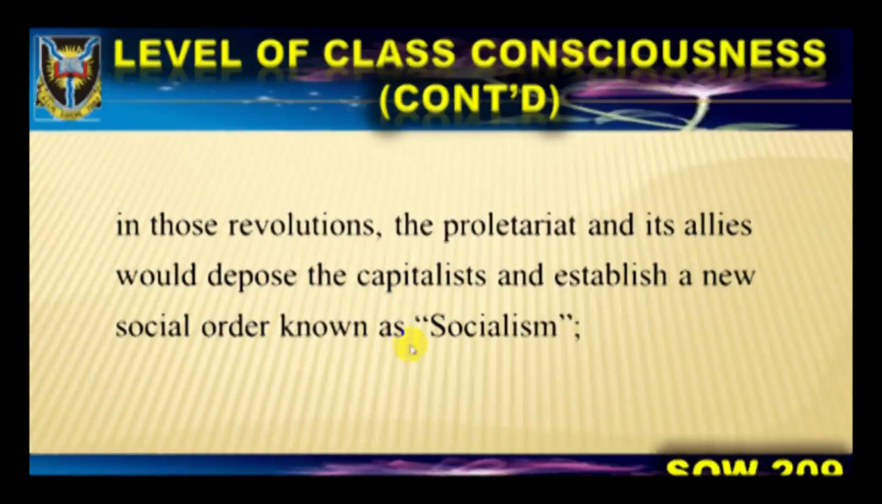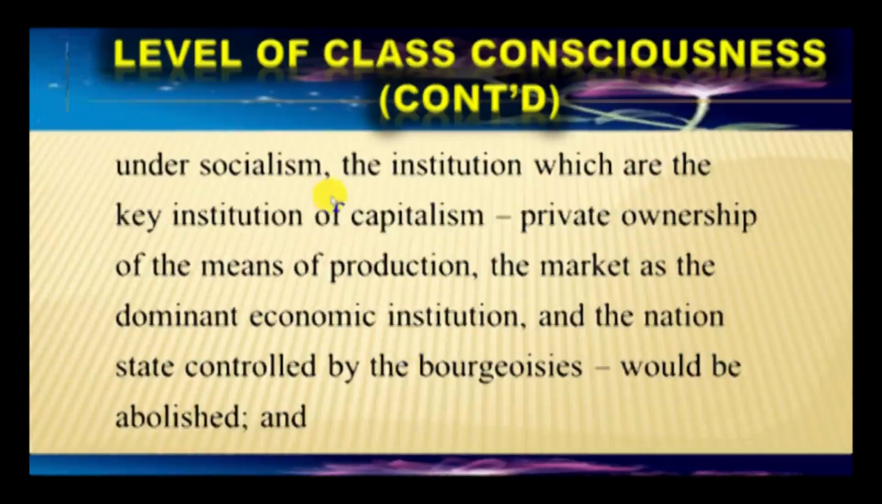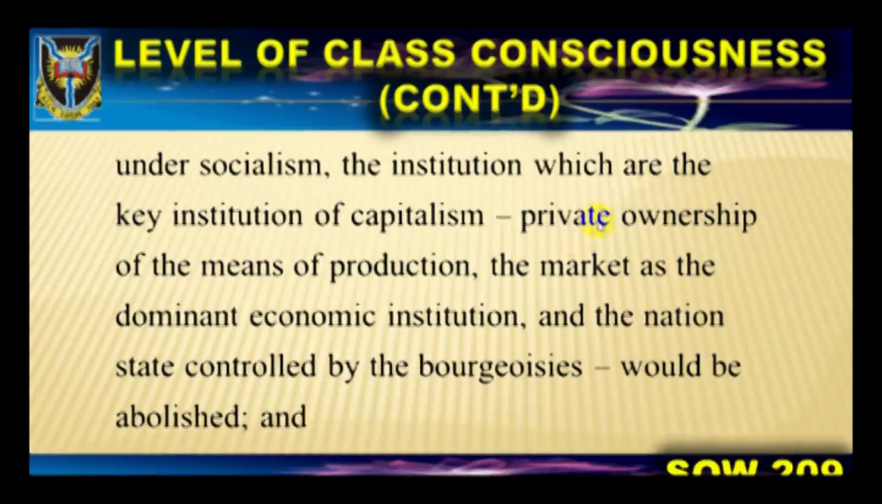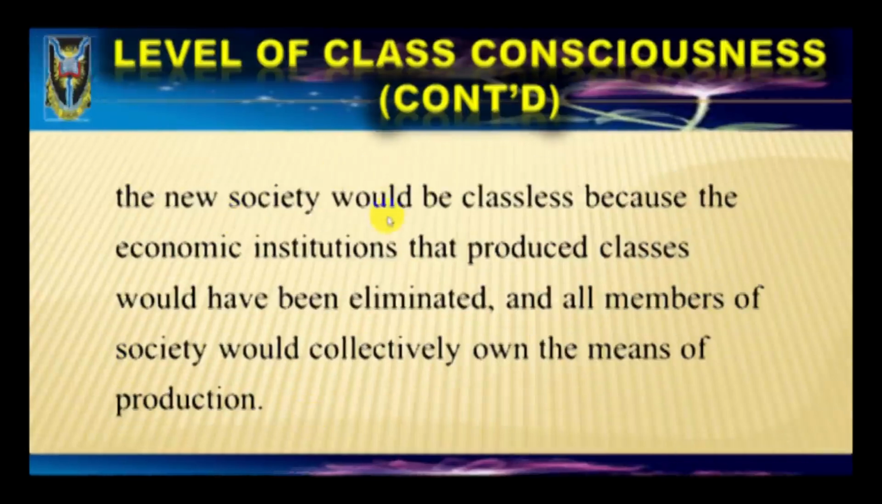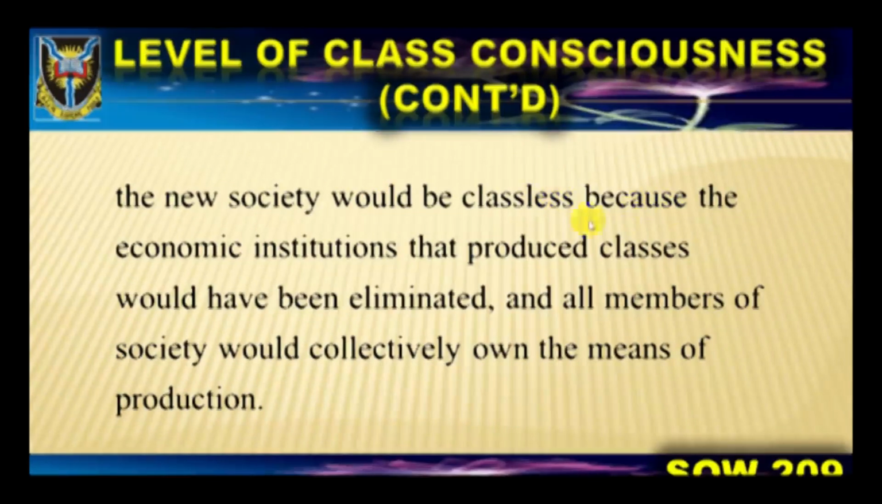3. Under socialism, the key institutions of capitalism, private ownership of means of production, the market as the dominant economic institution, and the nation state controlled by the bourgeoisie would be abolished. And 4. The new society would be classless because the economic institutions that produced classes would have been eliminated, and all members of society would collectively own the means of production.